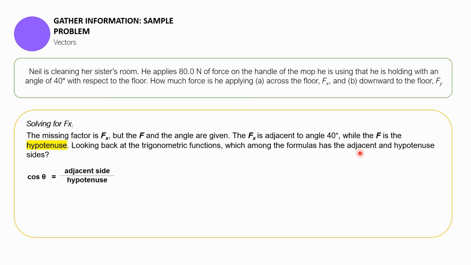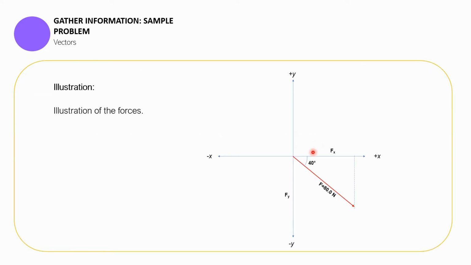Again, the reason why we are using cosine is because f of x is involved, which is adjacent to angle 40. Look at this. So this is the angle, right? The hypotenuse is this one. It's f. Tama? This side right here, representing f of y, is opposite. And then this f of x naman, this line right here, it's adjacent.